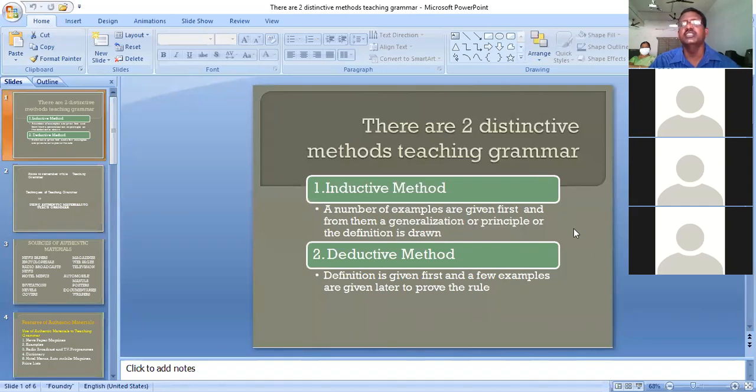See, subject, verb, ing form, and object. We are creating in this way. We give some formula and frame some sentences from the formula. Okay, that's it.